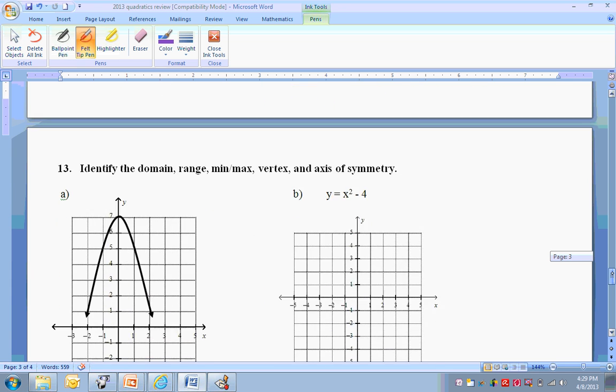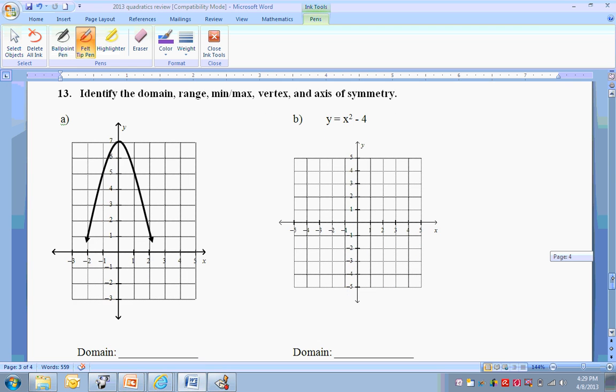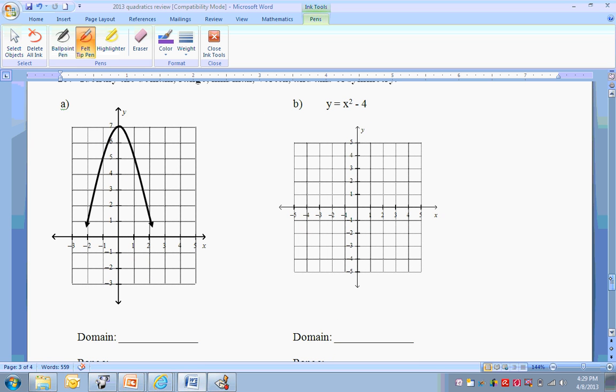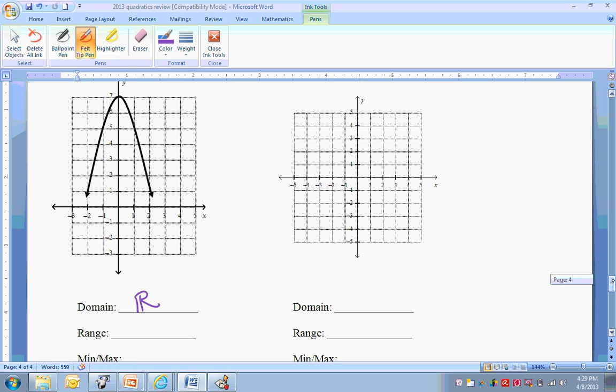Okay, moving on to 13. They want us to identify the domain, range, max, and min of each of the following and the axis of symmetry. Well, the domain in part A of this graph would be our x values. And if you notice, it's going to keep getting wider and wider. So it's going to encompass all x values. Each value along this x-axis will have a point eventually on it. So the domain is all real numbers, and we normally write it with an R with 2 sticks.